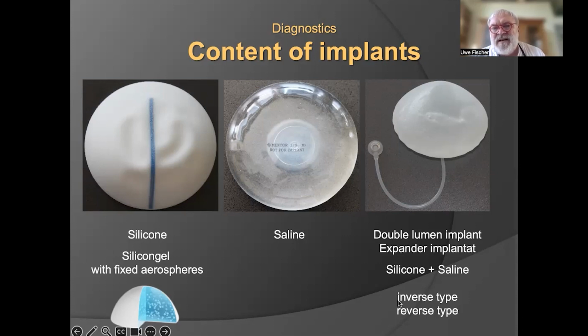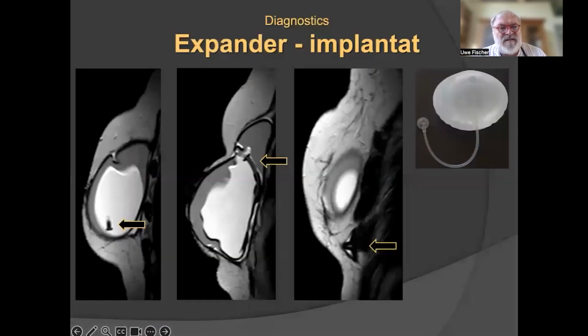So if silicone is in the middle and saline is in the surrounding, we talk about an inverse type. And in the other way, also types are possible, and on the market we talk about reverse type of double lumen implants. This is a situation, sagittal imaging T1 weighted. You see the end of this port system within the saline component, and this is the silicone component, and you can follow this tube to go outside at the back side of the implant.